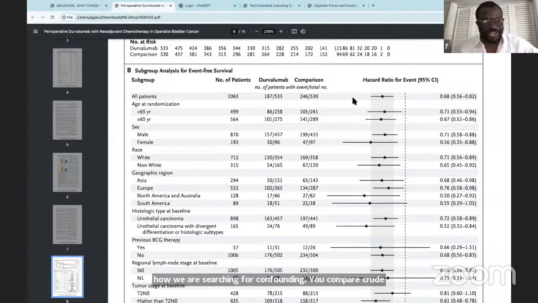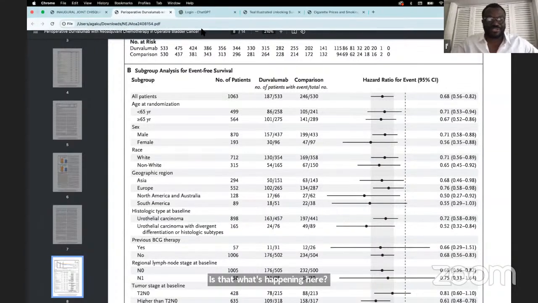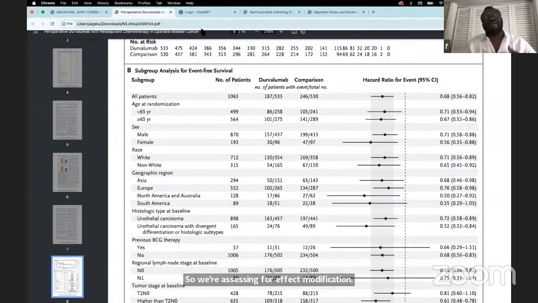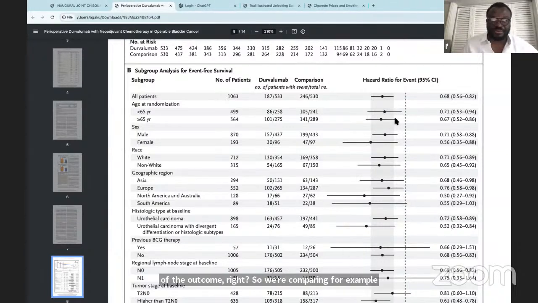Is that what's happening here? No, sir, that's not what we're doing here. It can't be assessment for confounding, right? So we're assessing for effect modification. In effect modification, we are still comparing the results, but among different groups, right? So we're comparing, for example, this group versus that group to see where they're different.